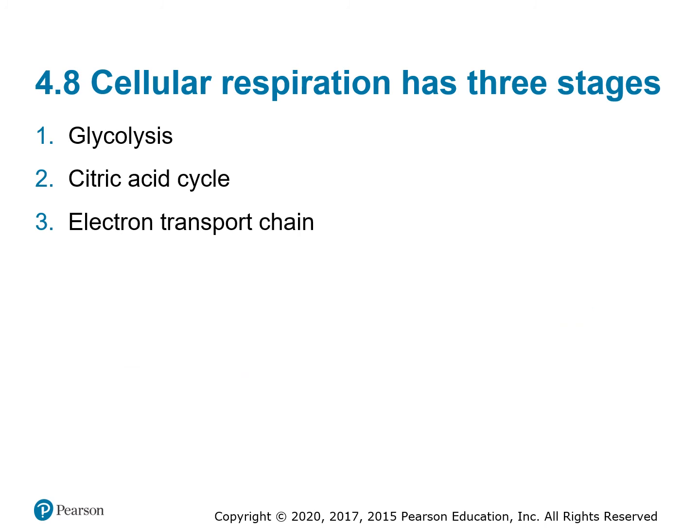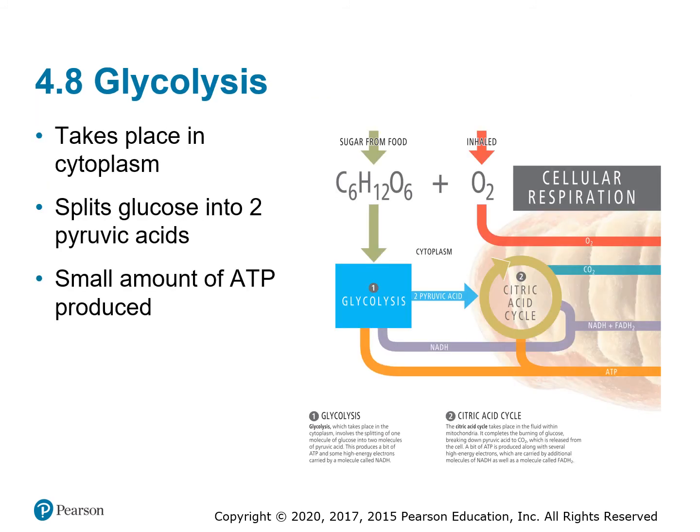So there are 3 stages of cellular respiration. Remember, glycolysis occurs outside of the mitochondria, and then the citric acid cycle and the electron transport chain occur inside the mitochondria. So we will start with the first part of cellular respiration, and that is glycolysis. Glycolysis takes place in the cytoplasm. It begins with glucose, and it splits glucose into 2 molecules of pyruvic acid. In this process, a small amount of ATP is made.